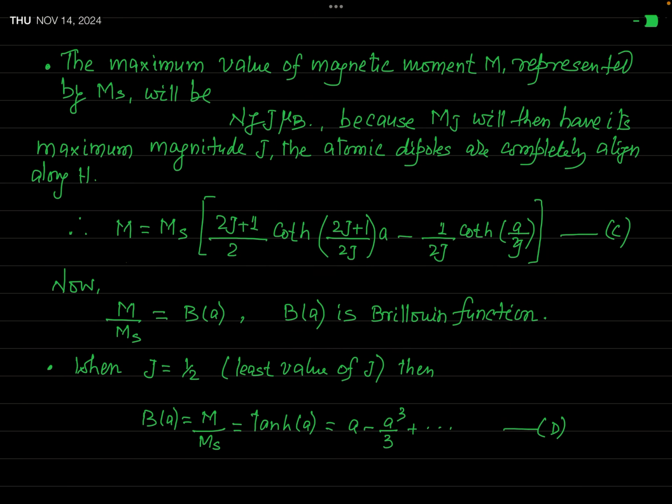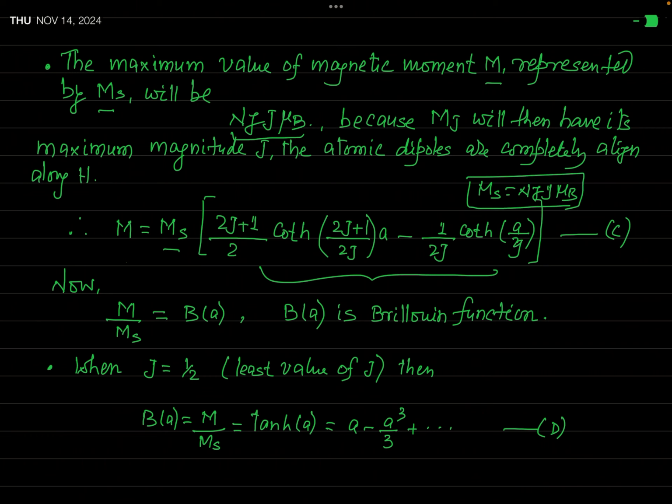So you can see that the result has been written as M equal to Ms times this much. In fact, I have written, you can see, the maximum value of magnetic moment M represented by Ms will be equal to N g J mu B. It means Ms is equal to N g J mu B, and this is called saturation magnetization.